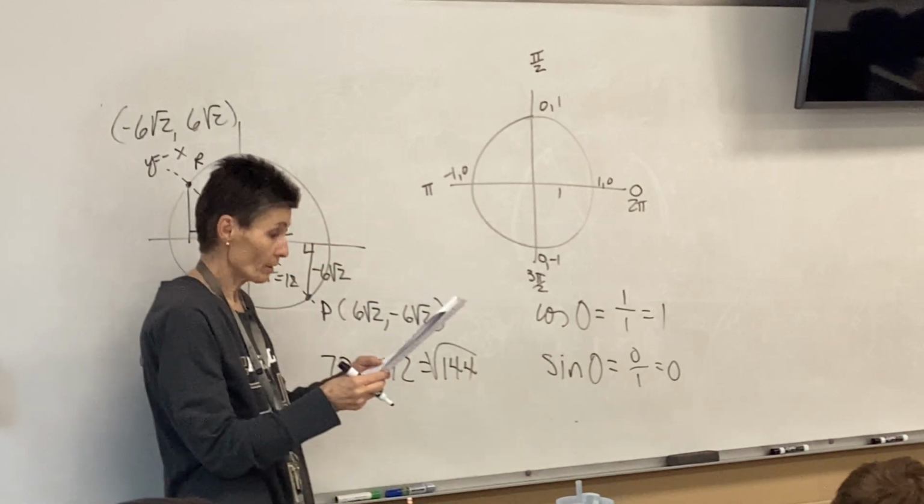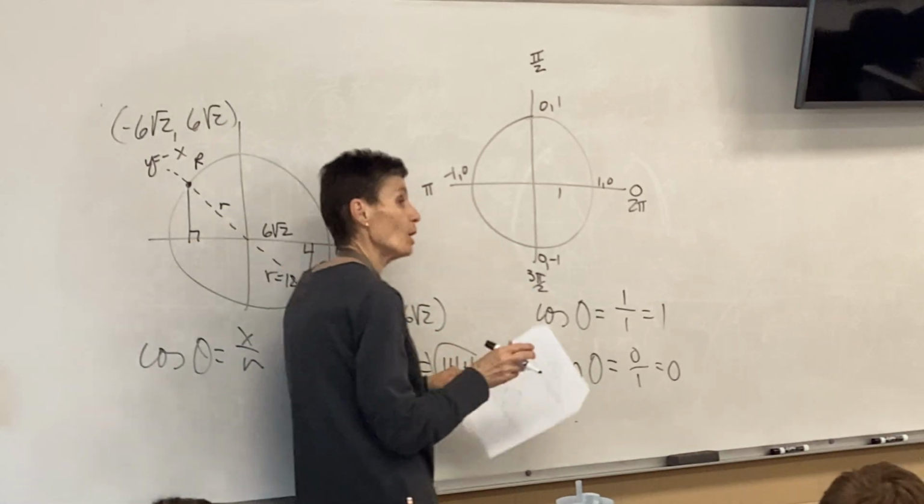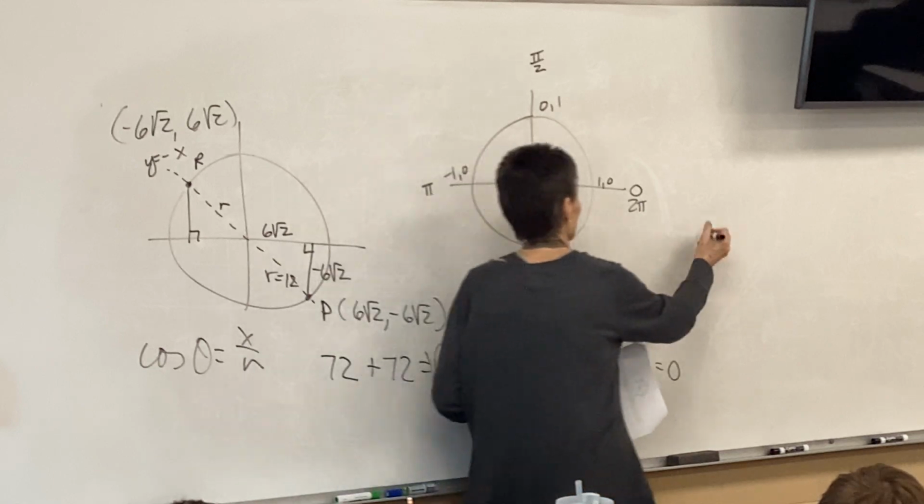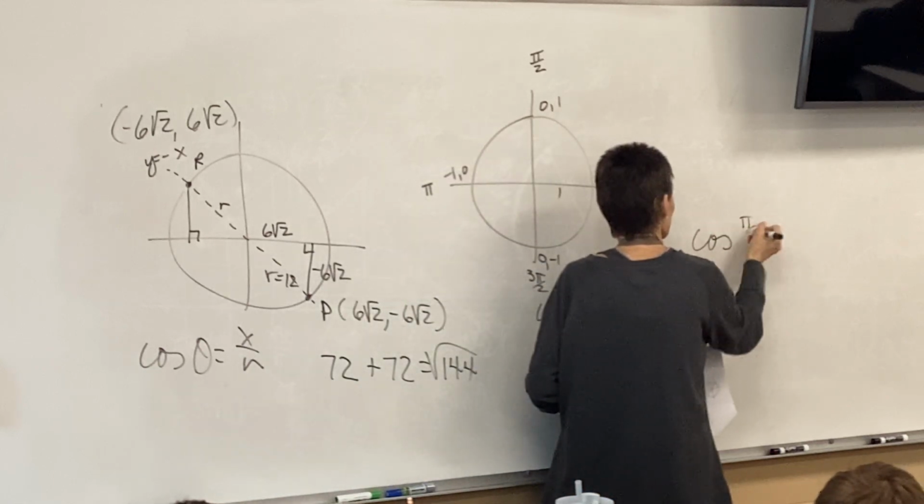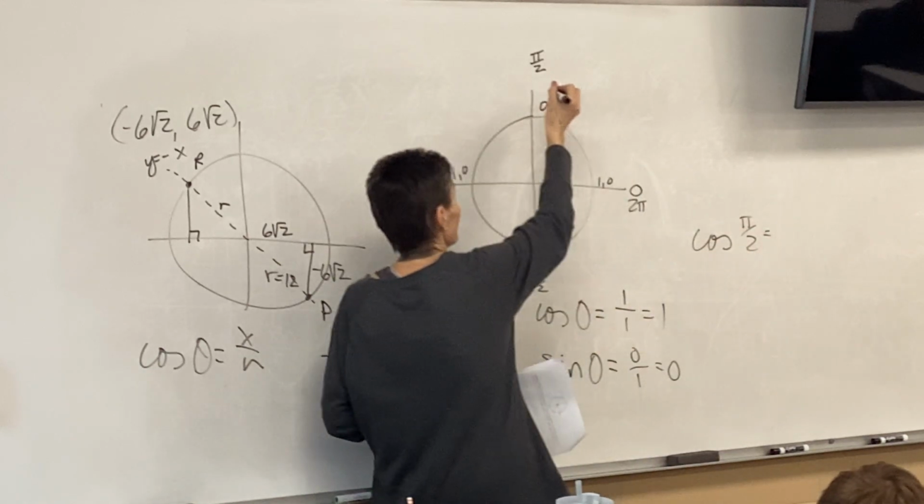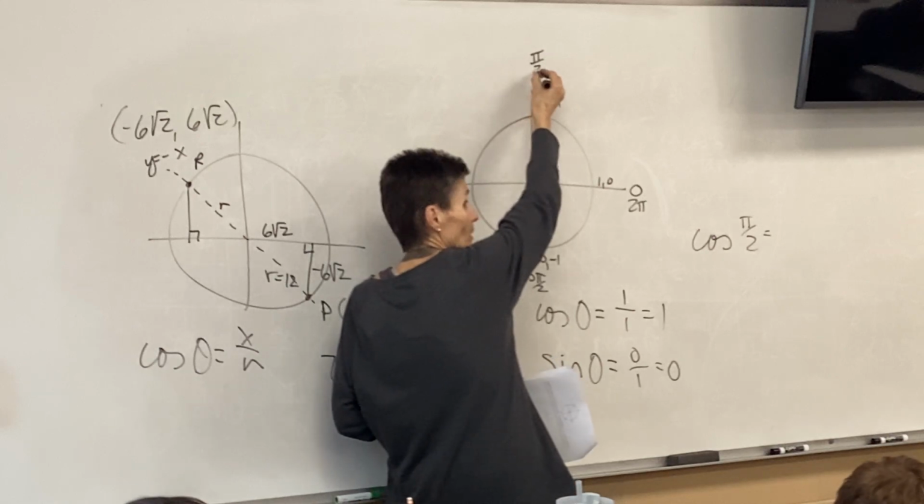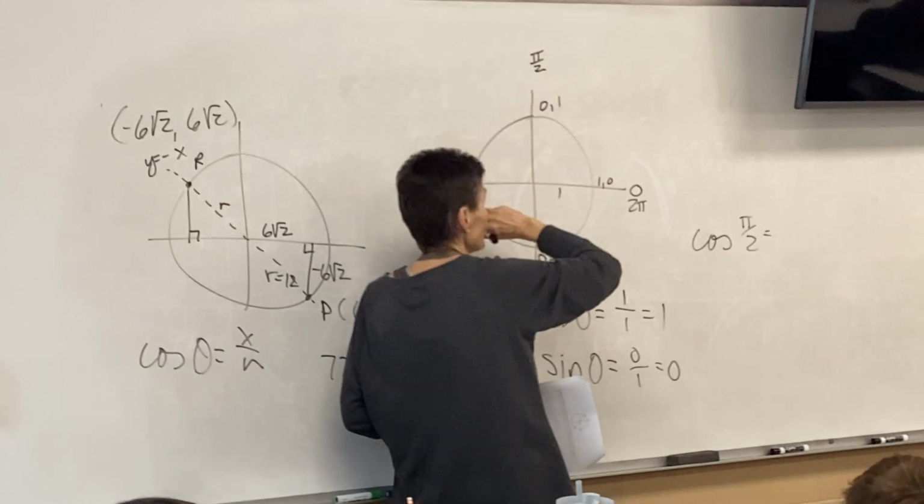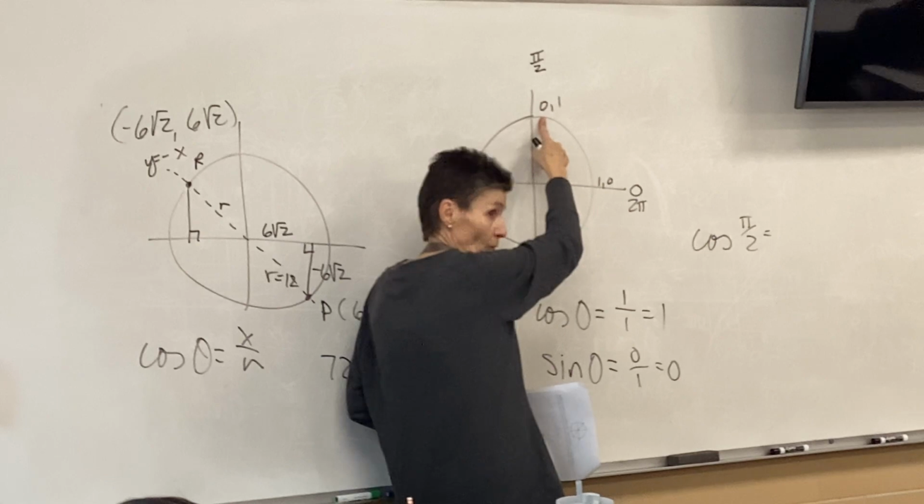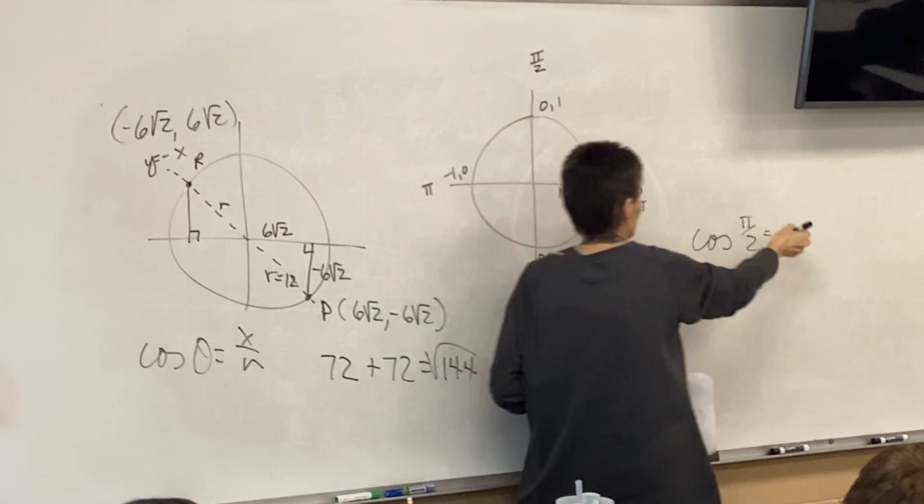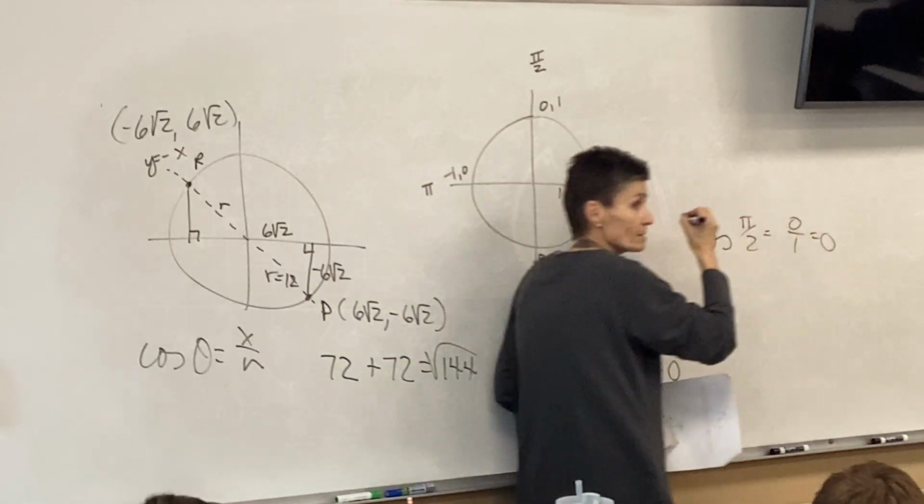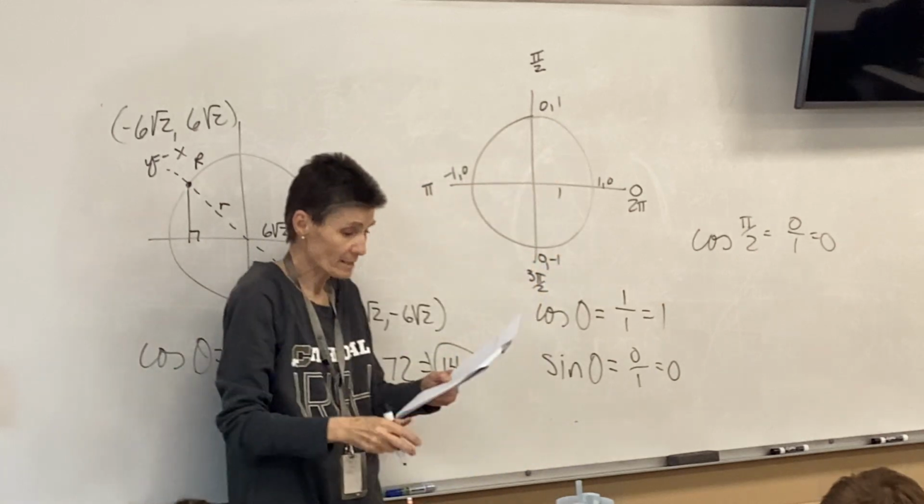All right, one more, and then you're going to do the rest on your own. Cosine of pi over 2. So now I'm looking up here at pi over 2. Cosine is x over r. So the cosine of pi over 2 is 0. All right, do the rest of them.